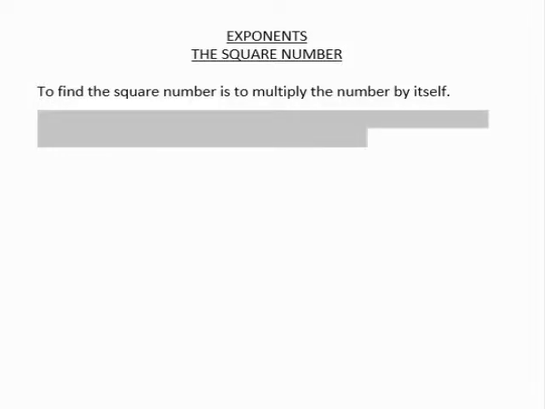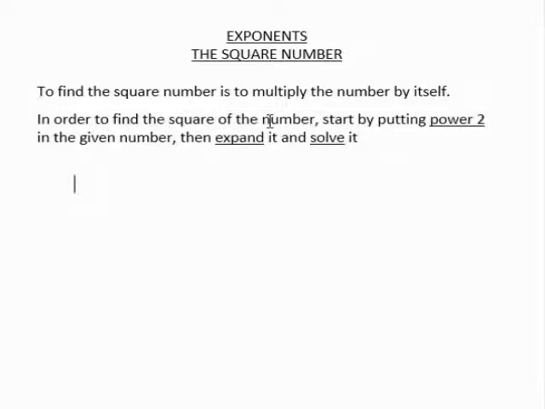So we have to see the following things. In order to find the square of the number, start by putting power 2 in the given number. After putting, then expand it and solve it. In the first lesson, we saw how to expand, and in lesson number 2, if you remember, we discussed solving. So the third lesson on the square number is to expand and to solve. It means you put power 2 first, then expand it and solve it.